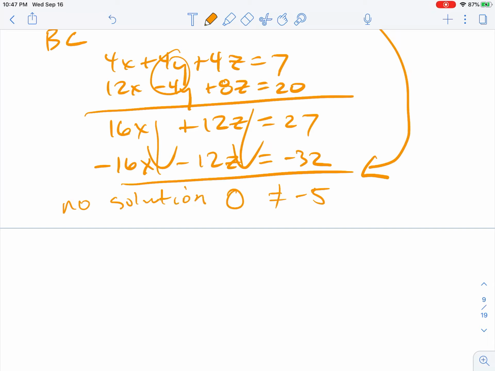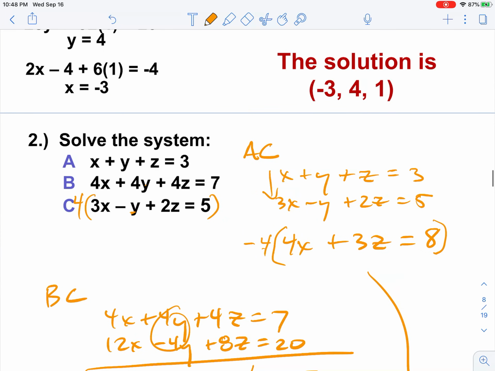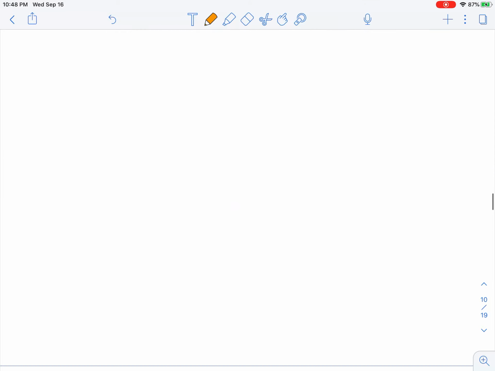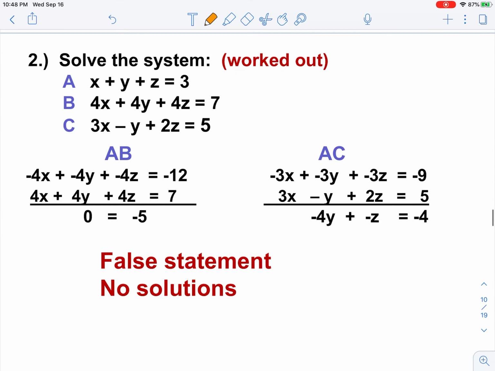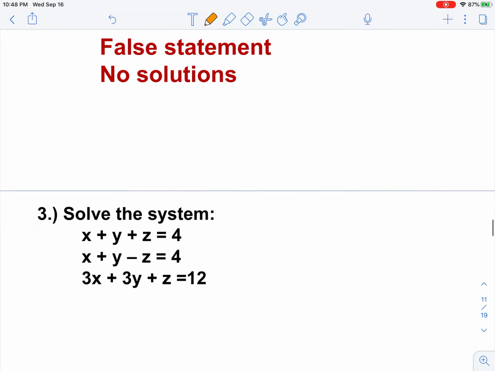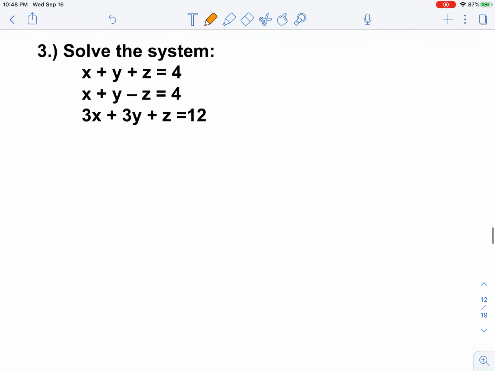What it means is that there isn't going to be any ordered triple that ever satisfies these three equations at the same time. Here is a cleaned up version of that, showing you that, yep, that's what happens. A little better handwriting. We'll take this one right away. It looks like when I call this A, B, and C, if I take A, B together, those things are going to cancel out really nicely.